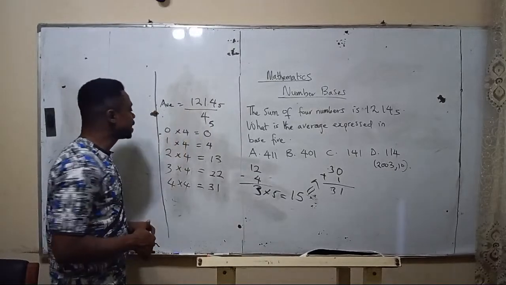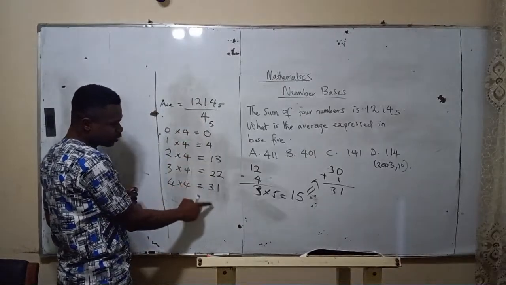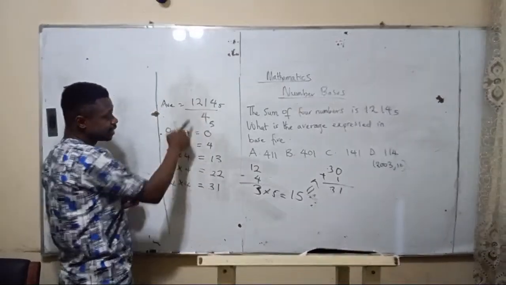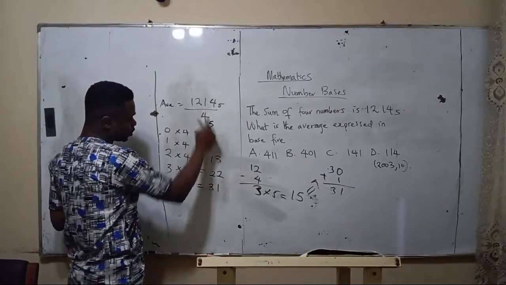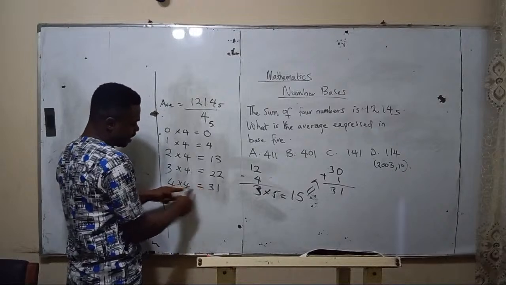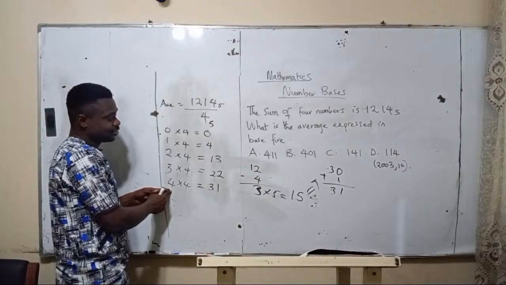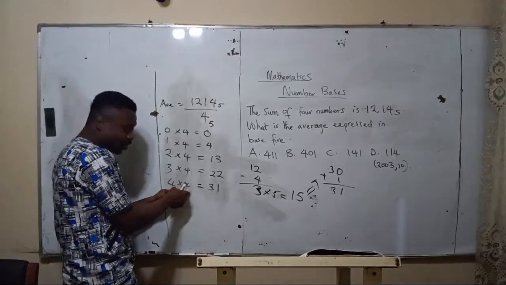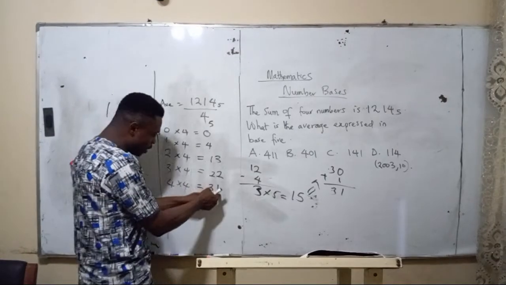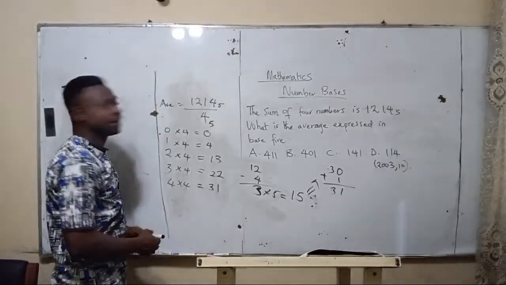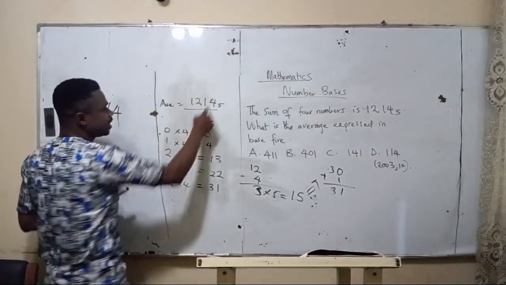So 31 divided by 4. Let's look at this array of numbers to see whether any of them tally. So 31 here divided by 4. If you divide 31 by 4, it will give you 4 in base 5. Because 4 times 4 in base 5 will give you 31 in base 5. That means we divide 31 by 4, they give you 4 in base 5. So here is what? 4.